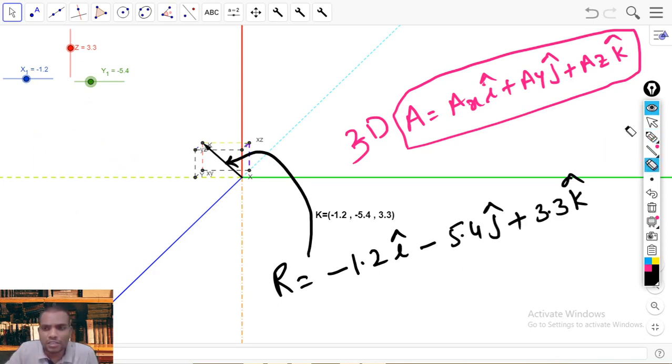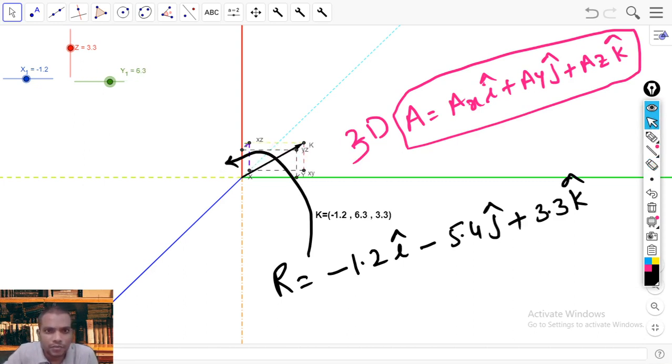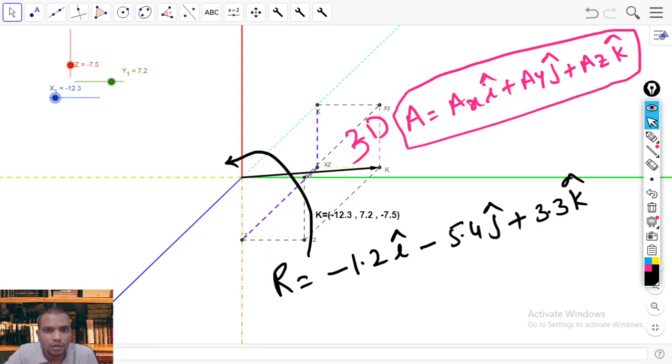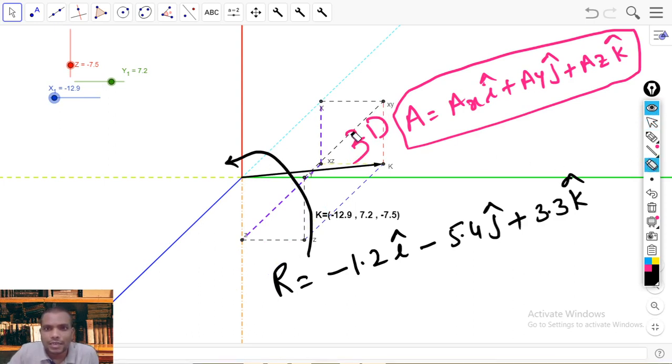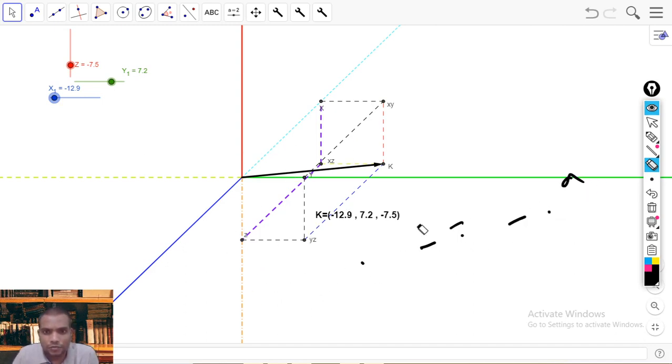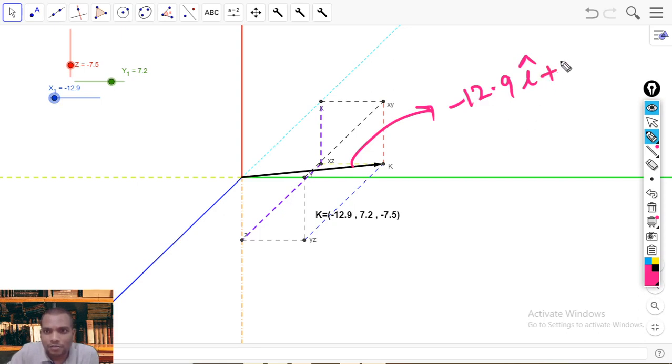Suppose we change any of these values, let us play with these axes. Suppose I change the y-axis, take the z-axis negative, and take the x-axis to positive. Now again, the position of the vector or arrow mark has changed, and this equation will change. How can we represent that vector in three dimensions? We can represent it using the x value equal to -12.9 with the unit vector i cap, y value 7.2 j cap, and z value -7.5 k cap. So this is how we represent a vector in three dimensions.